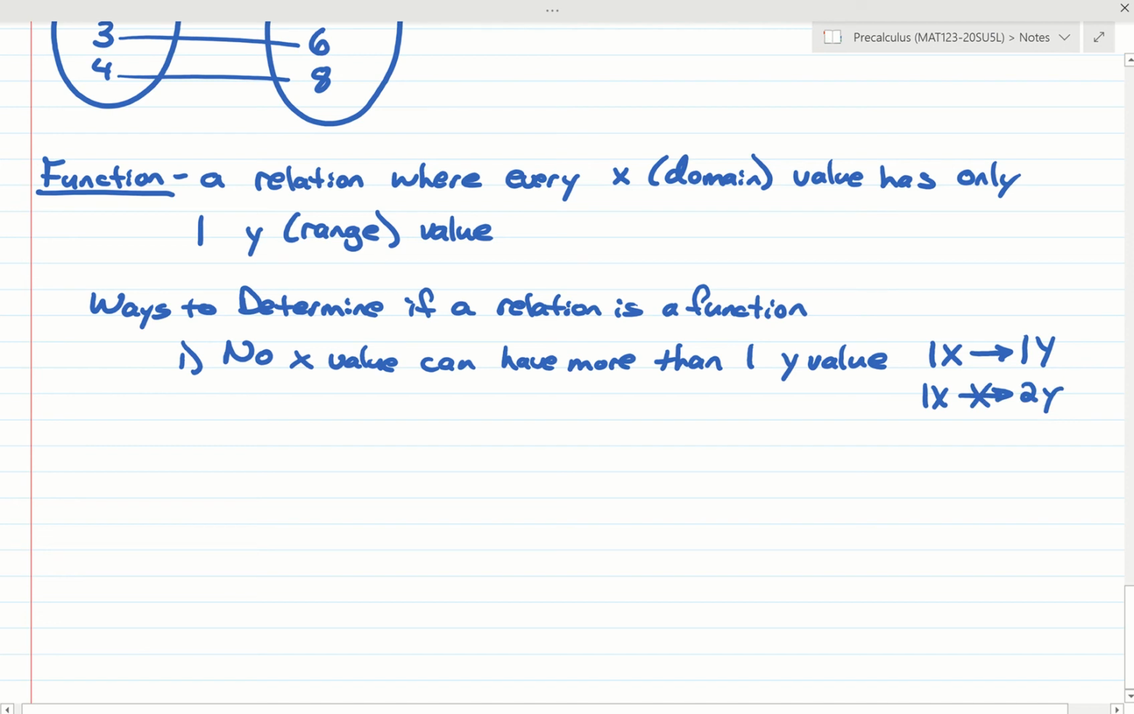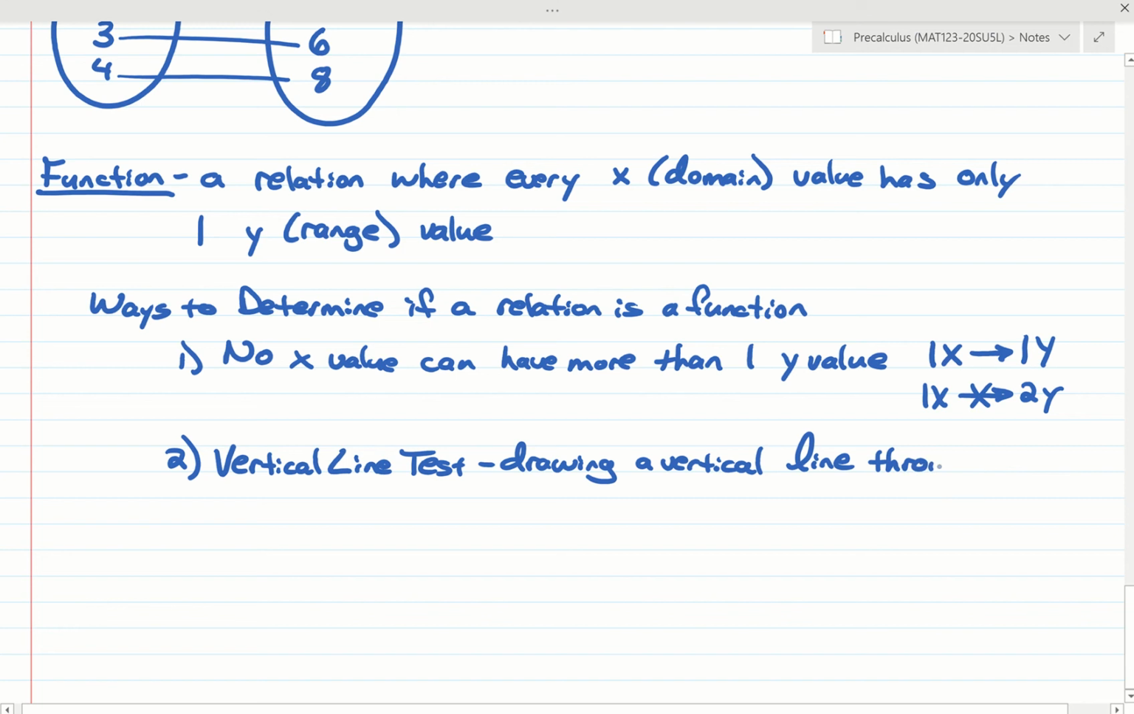And the second way we could do this is if we look at graphs, we could use what's called the vertical line test. We're drawing a vertical line through a graph, and it only touches in one location.